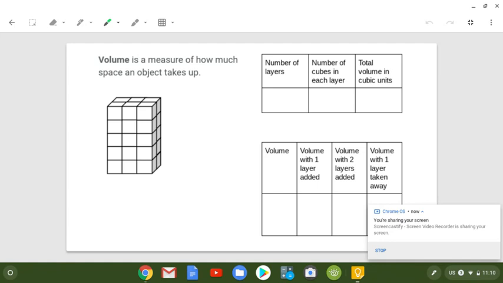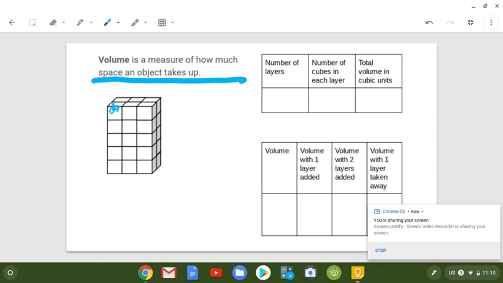So first thing I want to talk about is what volume is. And in Zearn, you probably spoke about the fact that volume is a measure of how much space an object takes up. So when we have volume, we have length, we have width, and we have height. But for now, we're going to look at it in terms of cubes. And each one of these is a cubic unit.